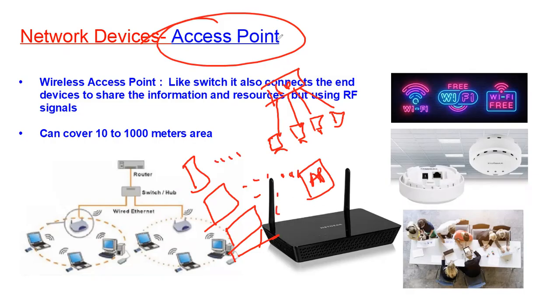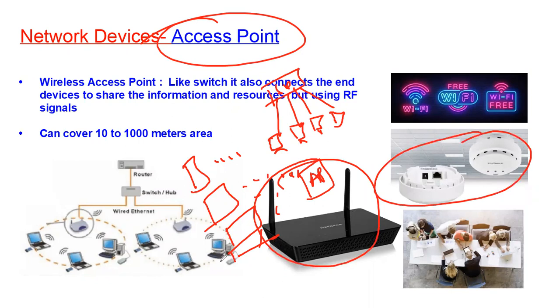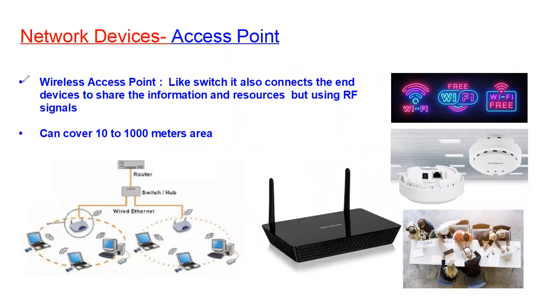These access points come in different sizes, in different shapes. Okay, you can see this is the access point. This is also the access point. So access points are used to connect the wireless devices in your LAN without any cable. So an access point, like a switch, also connects the end devices to share the information and resources, but using RF signals, not using the cables. It can cover the area up to 100 meters. Okay, 10 to 100 meters.